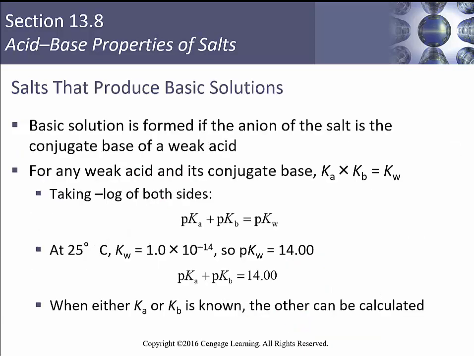Salts that produce basic solutions are formed if the anion, so the left or the right-hand side of the salt, is the conjugate base of a weak acid. So for any weak acid and its conjugate base, remember that Ka times Kb is Kw. And if we take the log of both sides, we get pKa plus pKb is pKw. And so at 25 degrees C, our Kw is 1 times 10 to the minus 14, so pKw is 14, and pKa plus pKb is 14.